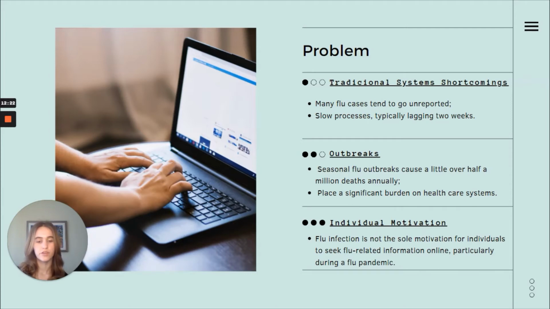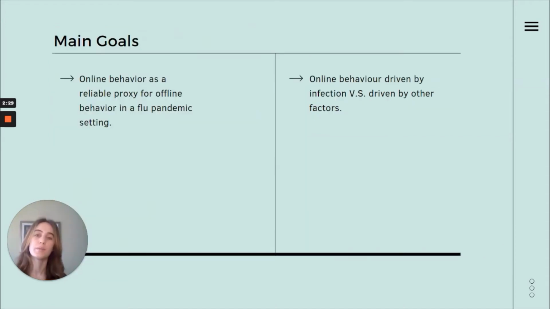There's also the question of motivation. That means that not everyone who is looking for flu-related information online is actually infected, particularly if we're looking at this pandemic setting. So the main goals in this thesis are, 1, to see if we can use online behavior as a reliable proxy for offline behavior in a flu pandemic setting, and 2, to see if we can distinguish which of that online behavior is driven by infection, made by people who are actually sick, and which is driven by other factors such as fear.